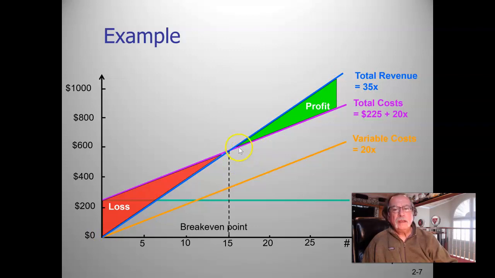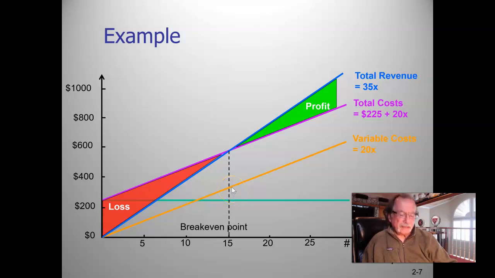So you can calculate the break-even point, that's where revenue equals cost. Solve for X, turns out to be 15. So we don't want to be in the red area, we want to be in the green area, obviously. But the variable cost line is the orange line. And note that it has the same slope as the total cost line. It just is shifted down by the fixed cost amount.